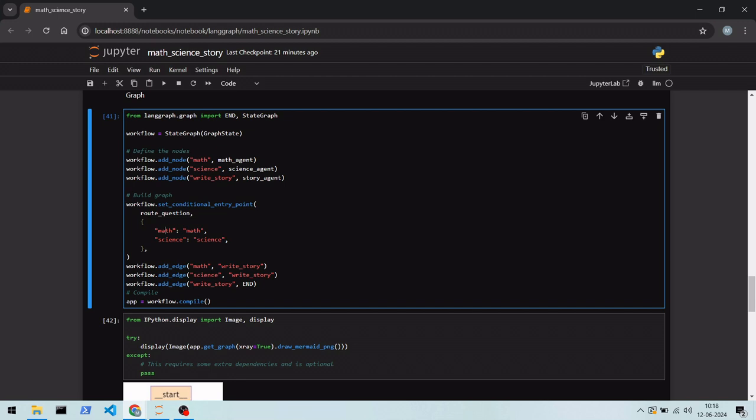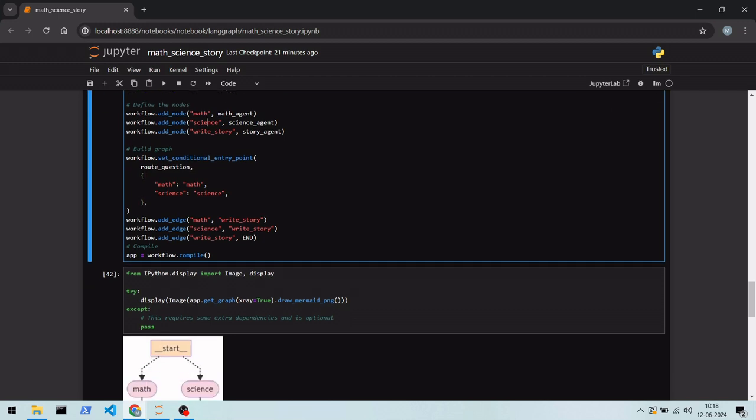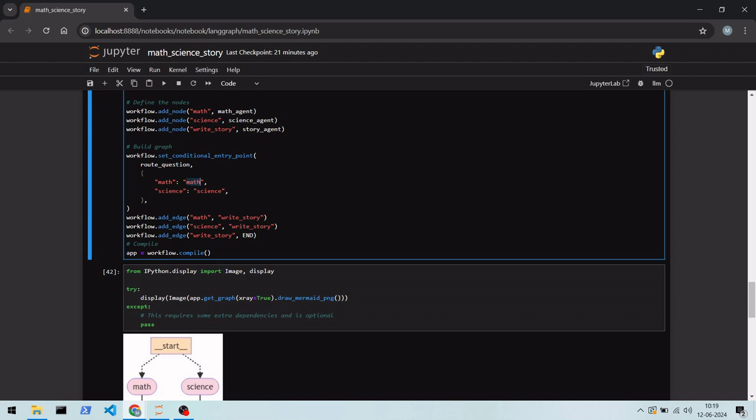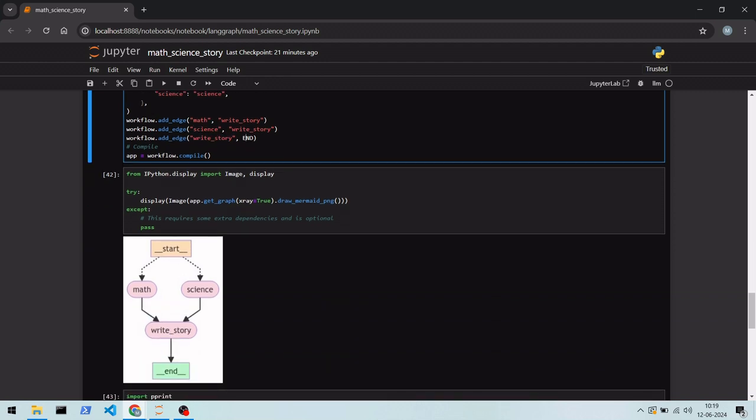If it is math, it will go to the math agent. If it is science, it is going to the science agent. Once the math agent is executed, it goes to story writing. Same for science. And once the story writing is completed, it ends. This is the flow of the application.